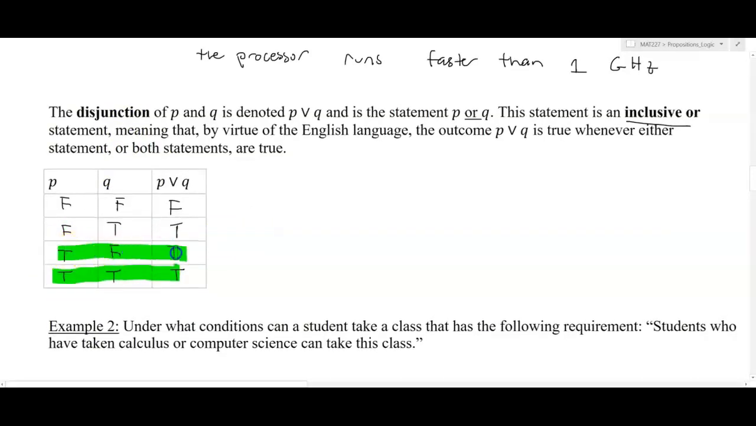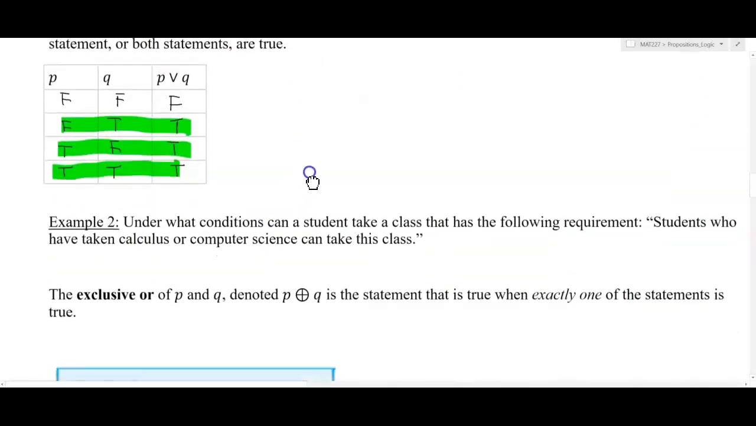So that's an inclusive OR. Usually we don't talk a lot about exclusive ORs unless the context just naturally dictates that it only makes sense for it to be an exclusive OR. Okay, under what conditions can a student take a class that has the following requirement? Students who have taken calculus or computer science can take this class.